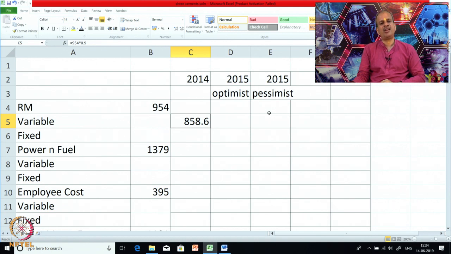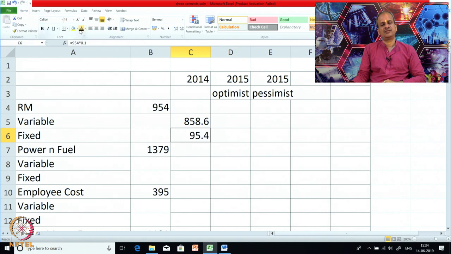So now variable component of RM, you know that as per the given information 90% was variable. This is the last year's RM cost. So we have multiplied by 90%, which comes to 858.6. Remember, right now no projection. This is just last year data. Now, this data will be useful for making projections.